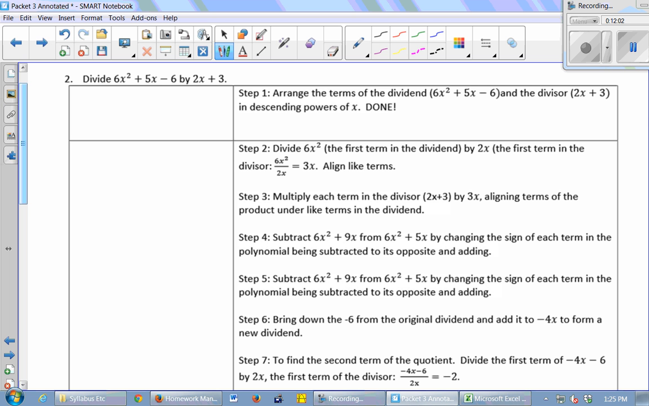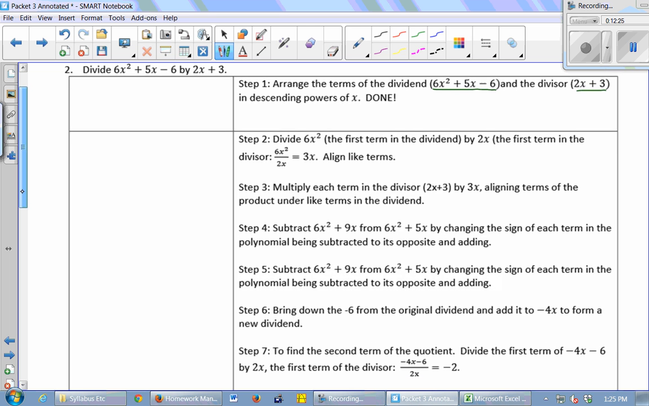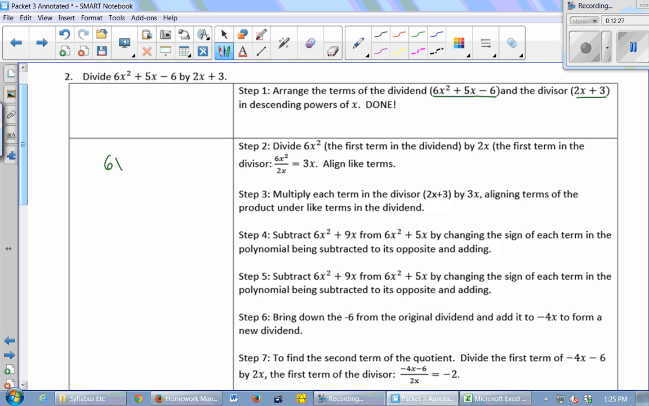Okay, 6x squared plus 5x minus 6, divided by 2x plus 3. The first step, arrange the terms of the dividend and the divisor in descending powers of x. That's already done. Okay, so all set. Step 2 is to divide, right? So I'm not even going to read through these steps because we're just going to do it on the board together. So I want to do 6x squared plus 5x minus 6 divided by 2x plus 3.